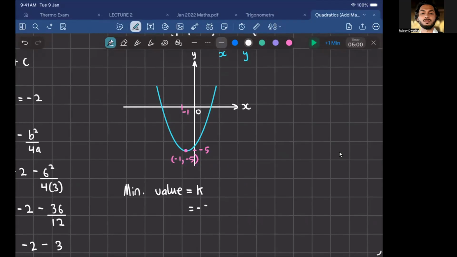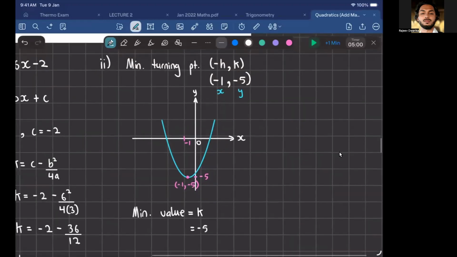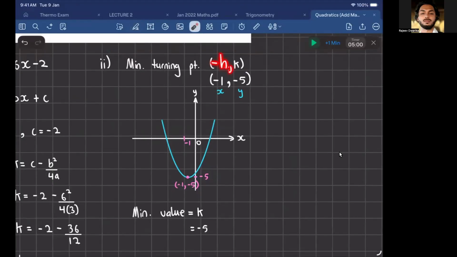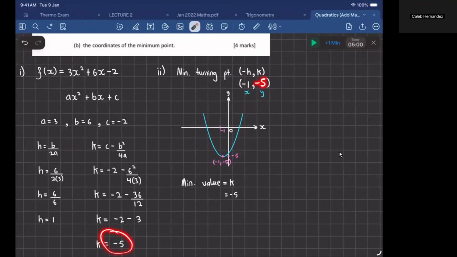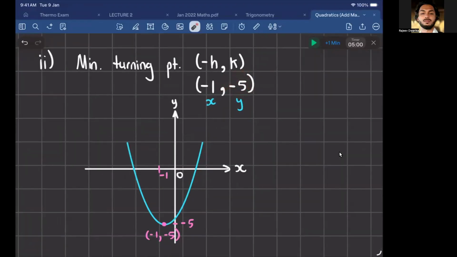Now, I probably confused some already there because I just said x and y. Caleb, did I confuse you? Be honest with me. Do you understand that the point is given by -h, k? Yeah. And we found k to be -5, correct? Yes. Great. And do you also understand that all points have an x value and a y value? Yeah. Right. So x is equal to -1, so -1 here, and y is equal to -5.